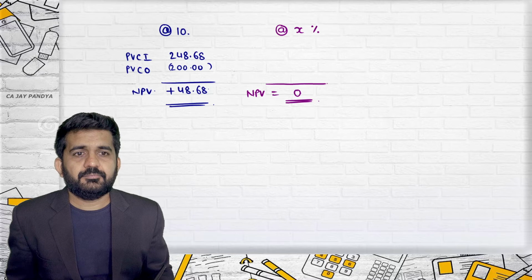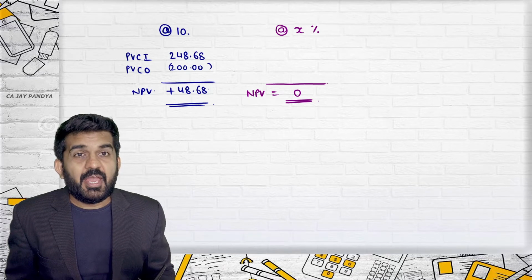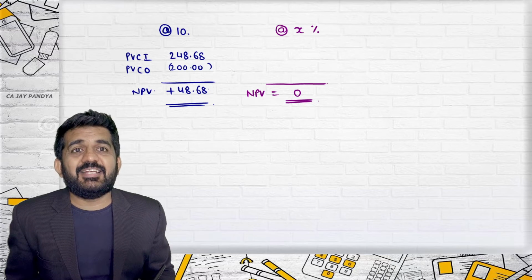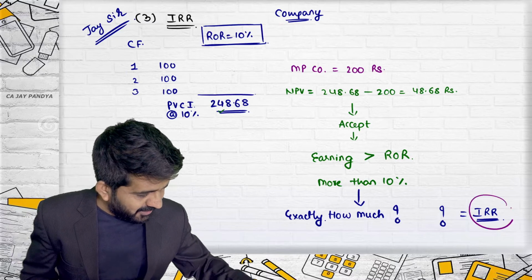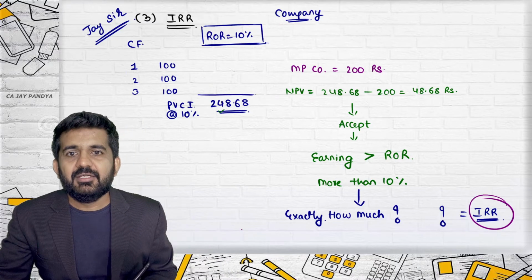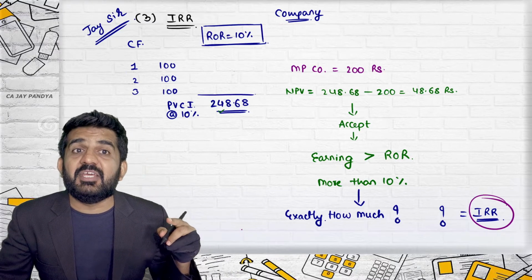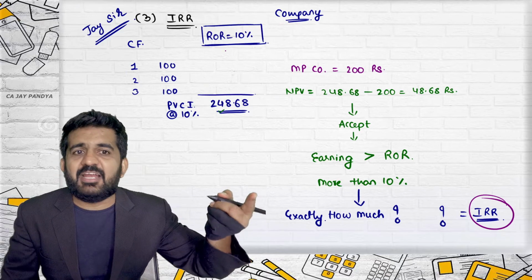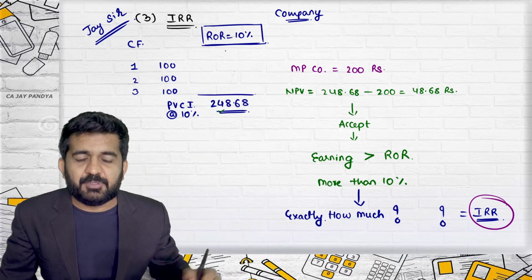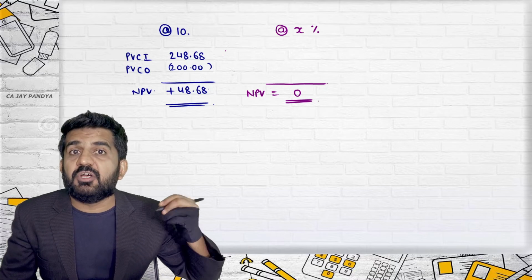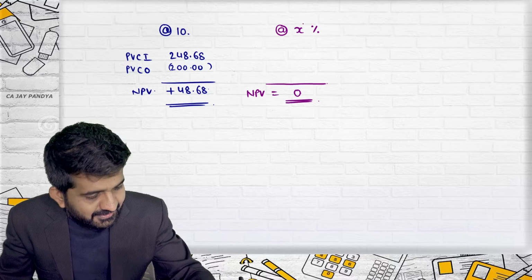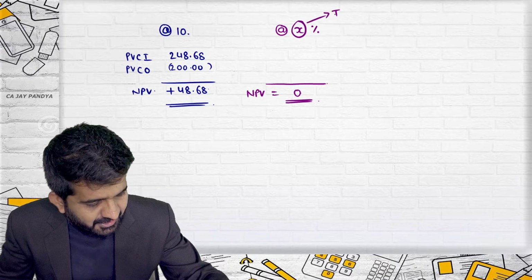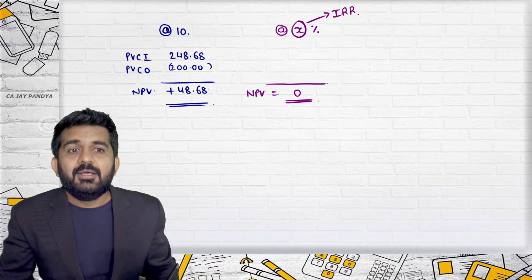Abhishek? We are exactly earning X%. You are exactly earning X% rate of return, and that is nothing but IRR: the rate at which NPV is 0. It is not 0 at 10%, I agree. But if I find out the rate at which NPV is 0, then this rate is nothing but my IRR.